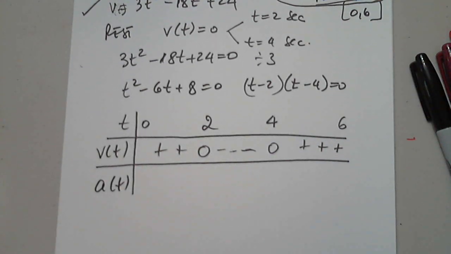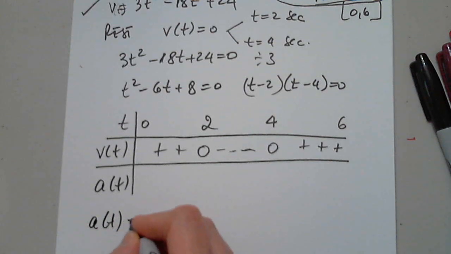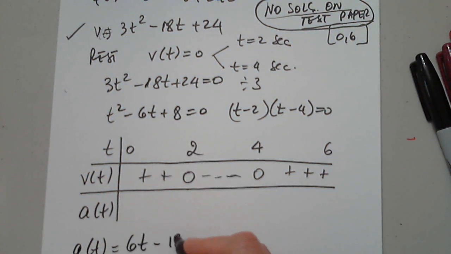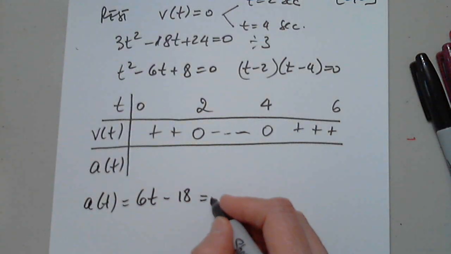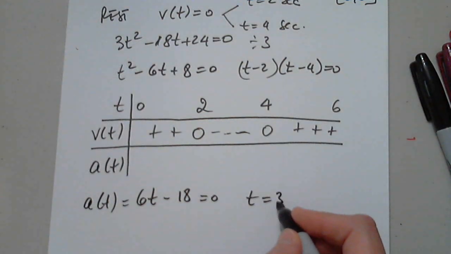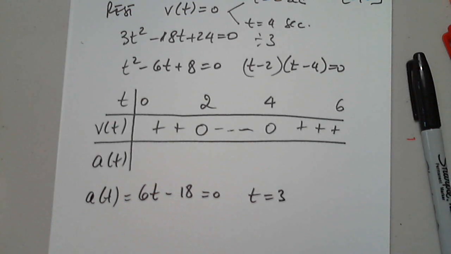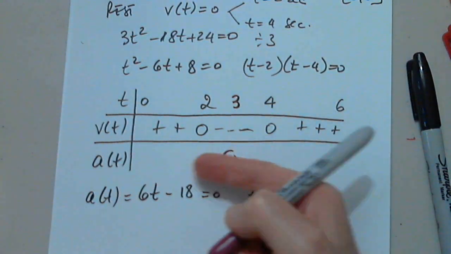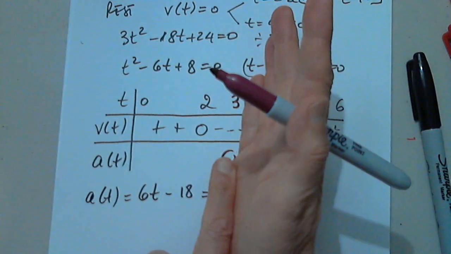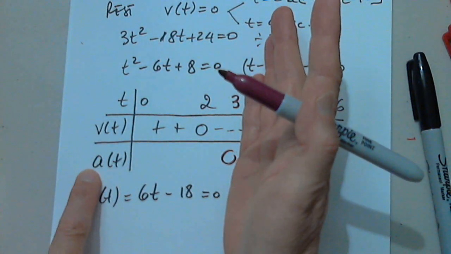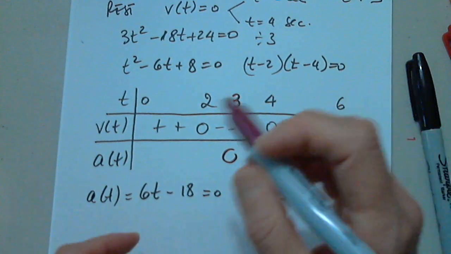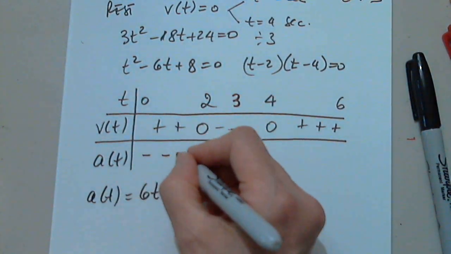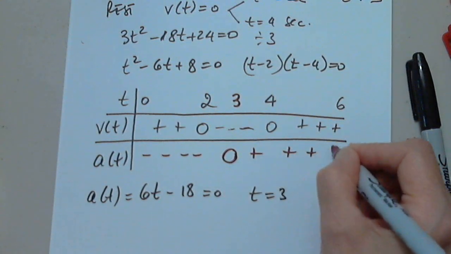Then we are determining the acceleration. A of t here is 6t minus 18. When you set this equal to 0, you get t equals 3. Therefore, you have to put the 3 where it belongs, and you have to put 0 where it belongs. You have to find the sign of a of t. You know this is a linear function. It goes from negative to positive, so it has to be negative here and positive here.